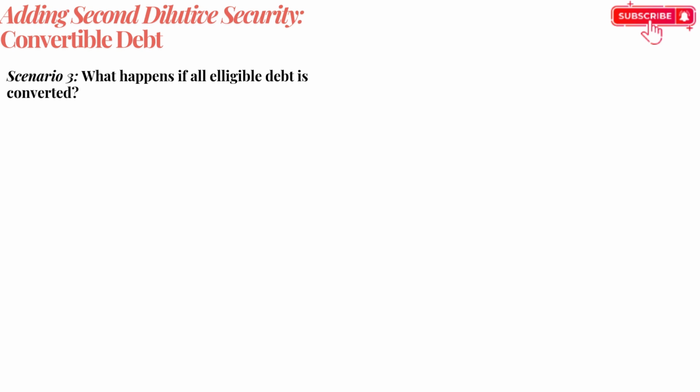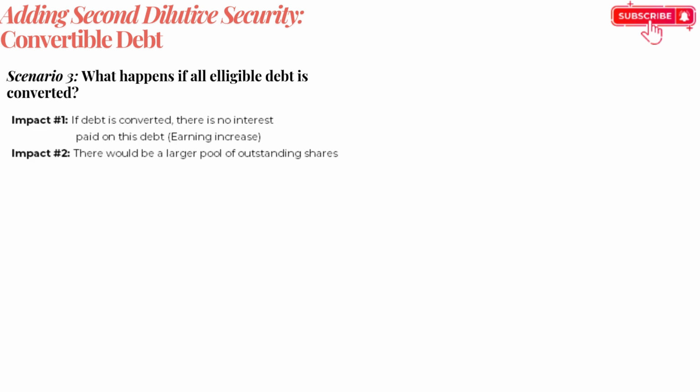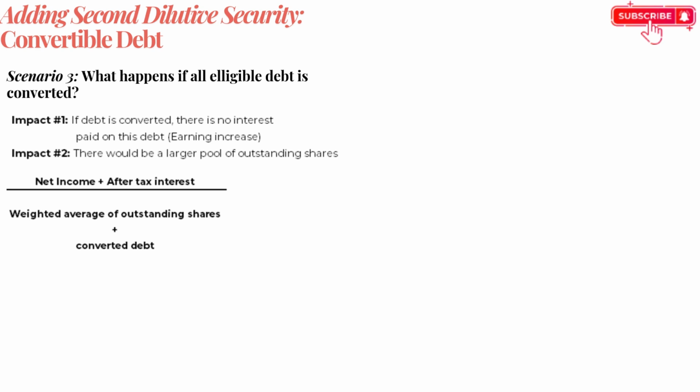What happens if all eligible debt is converted? So, first of all, if debt is converted, there is no interest that you had to pay on this debt. So the earnings increase. And impact number 2, there would be an even larger pool of outstanding shares. So here again, the formula needs adjustment. The net income now needs to be adjusted upwards to have the after-tax interest. And that would be divided by the weighted average of outstanding shares, which now includes the converted debt.